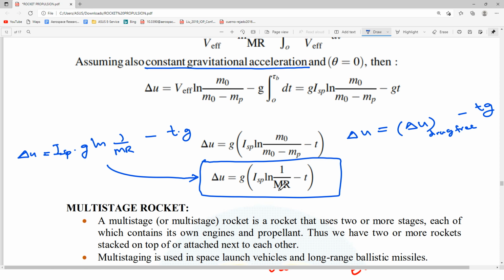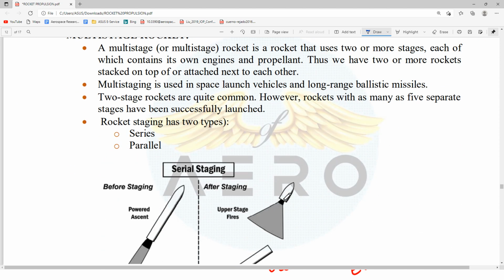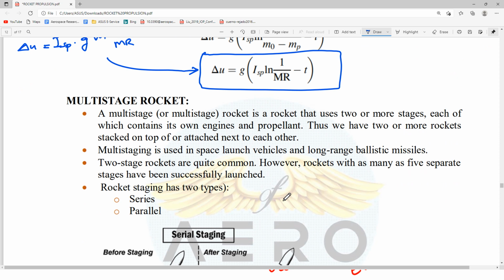Now moving on to the next topic, the multi-stage rocket. Yesterday we were talking about single stage and multi-stage, the classifications of the rocket. Now talking about the difference between rocket and aircraft: aircraft mostly use air-breathing engines like the jet engine, turbofan, turboprop, and even ramjet. These are the air-breathing engines.